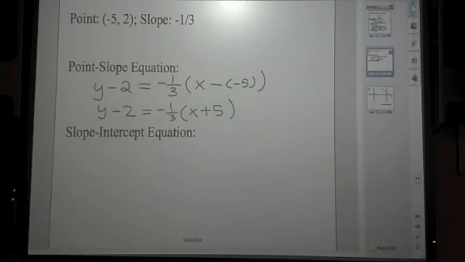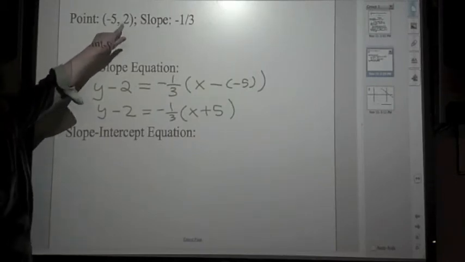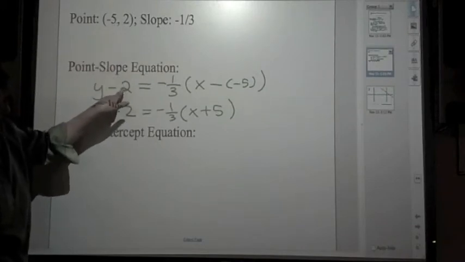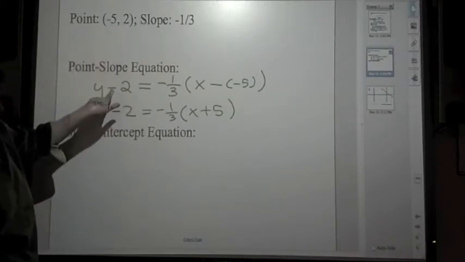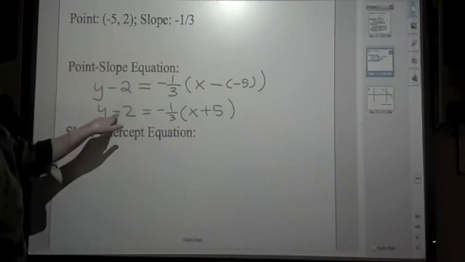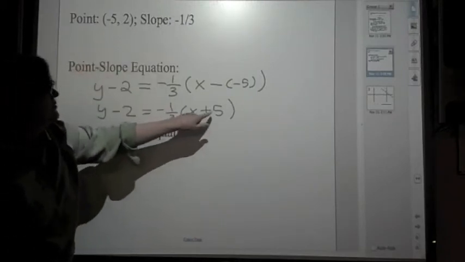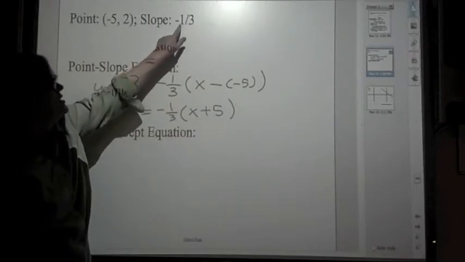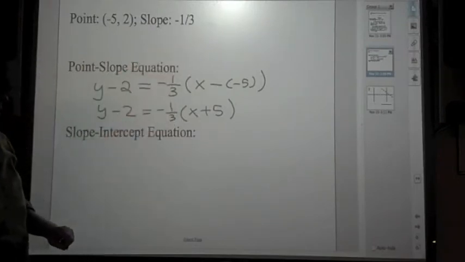Really, really always be careful you get everything in the right spot. The y with the y. Notice how we have a minus, not a plus. Positive 2, but you're going to be subtracting those values in the formula. You don't change anything here, though. The slope stays just the same.